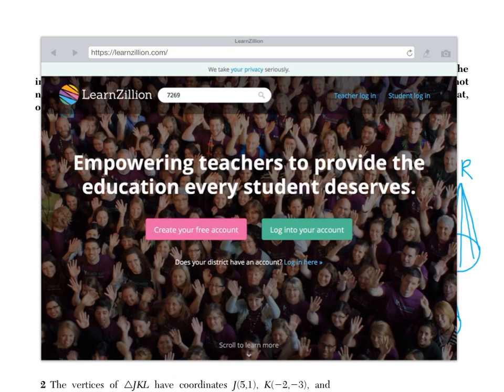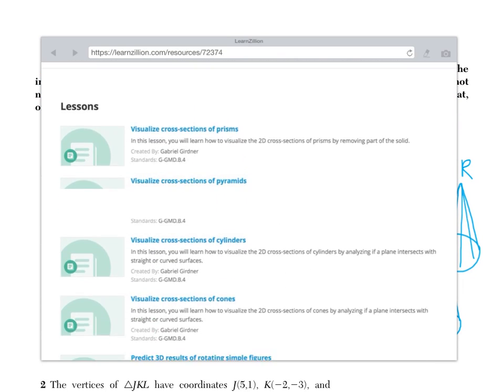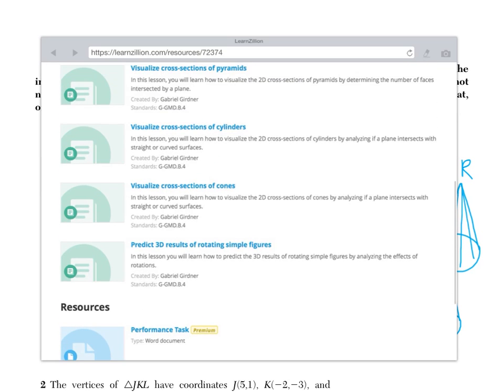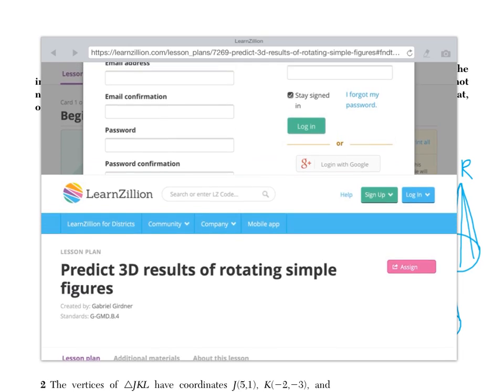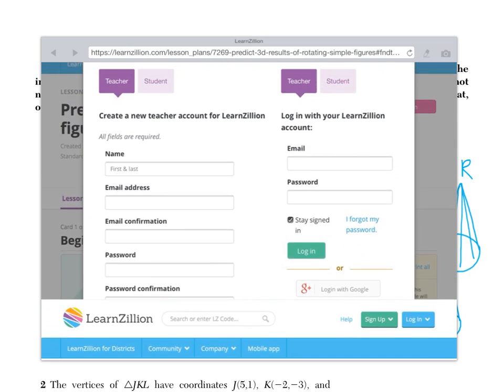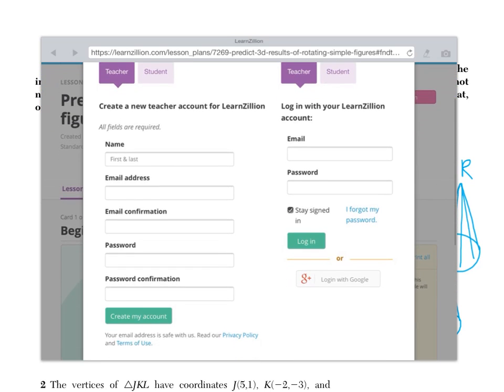And hit search. Then it says that we have one result, identify the shapes of a 2D cross-section. So we're going to click on that. Then we're going to scroll all the way to the last lesson that you see here in green, predict 3D results of rotating simple figures. You should not have to log in. It must be because I've visited the page so many times. If you want to create a free account, then you're more than welcome to. All you need is a first and last name, email address, and then a password.